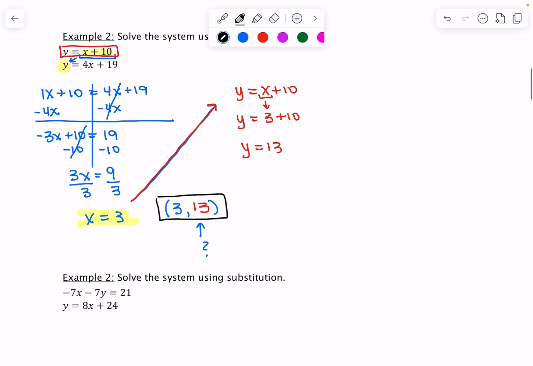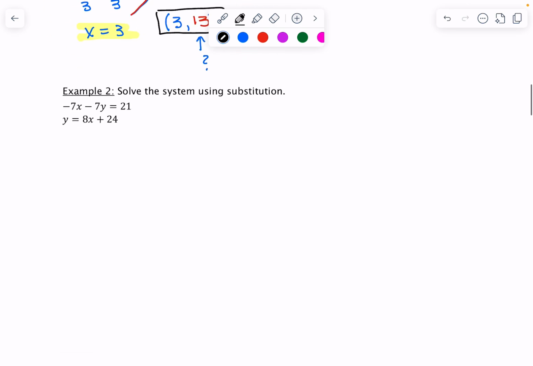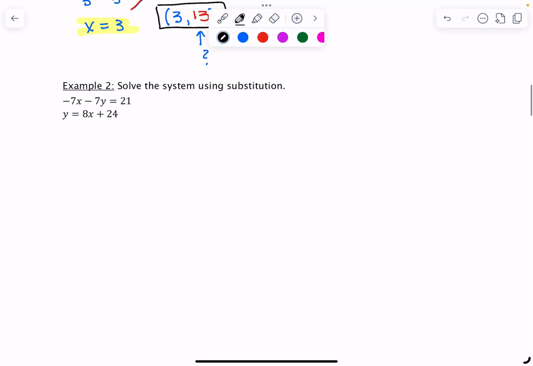All right, let's ramp it up just a little bit in difficulty. So now we've got to recognize something. We've got to recognize which variable is alone. If I look at this first equation right here, I don't have x or y equal to anything. The x and the y are on the same side. I can't get it alone here. That would be too complicated. So I'm going to look at the other equation.